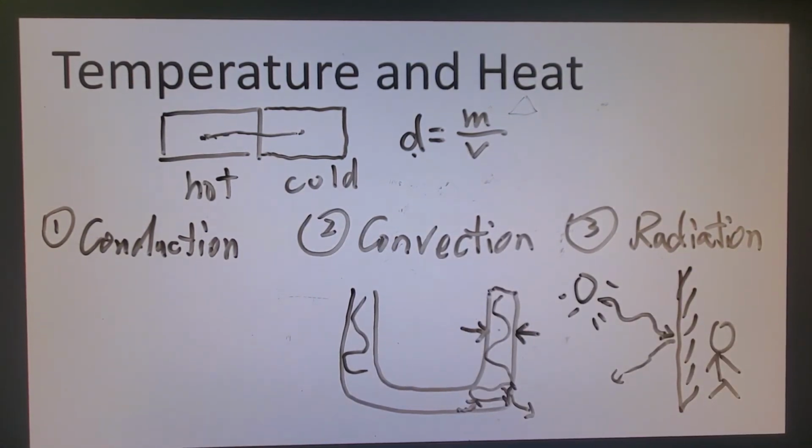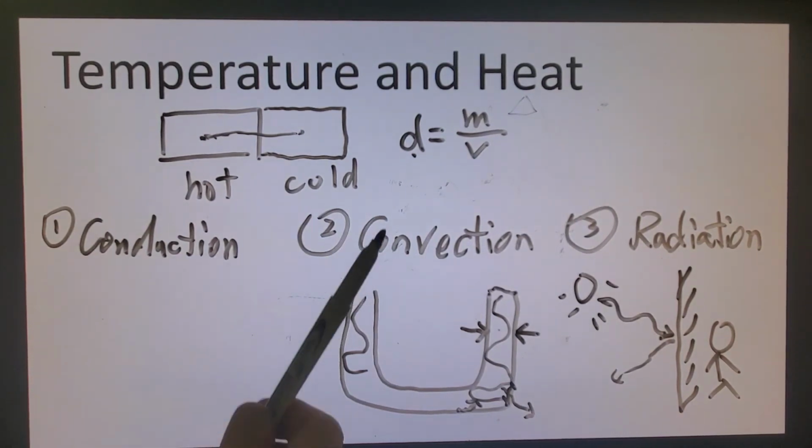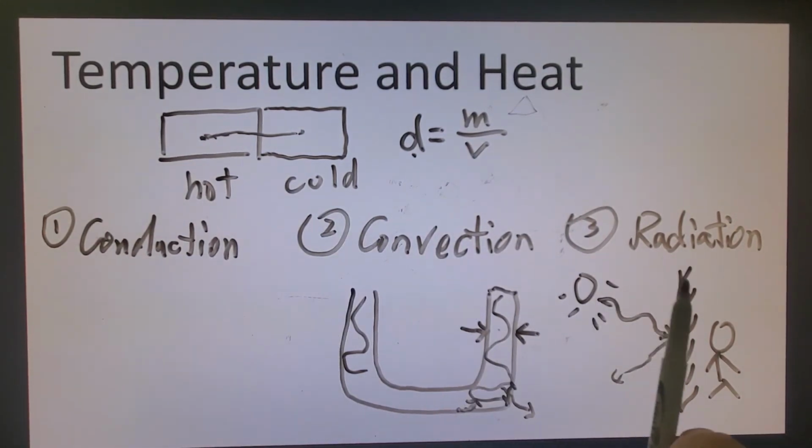Let me summarize how this thing works. It tries to eliminate the loss of heat in three ways. One is to eliminate conduction. The other way is to eliminate convection. And the third one is to eliminate radiation.